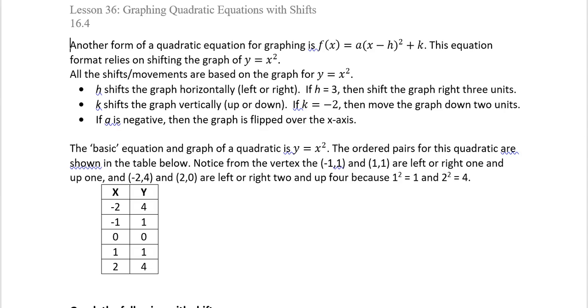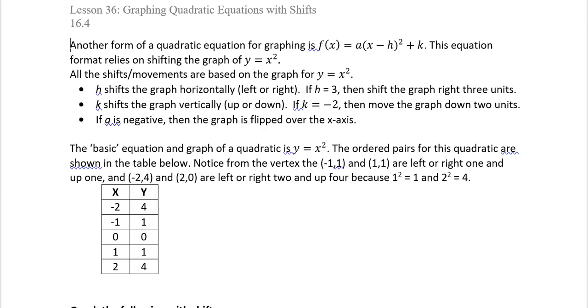The second bullet: k shifts the graph vertically, or up and down. If k was a negative 2, then we would move the graph down 2 units. And the third bullet: if a is negative, then the graph is flipped over the x-axis and it's opening down. If a is positive, it's the standard opening up. So we always have to know the basic graph of y equals x squared. That's critical. You have to kind of memorize that graph.